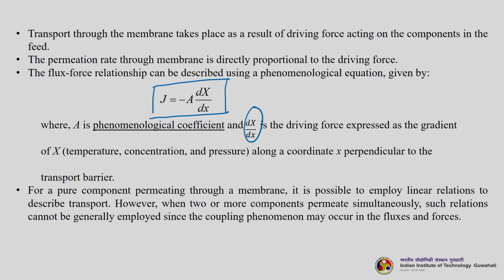X can be either temperature, it can be concentration, it can be pressure, along a coordinate x which is perpendicular to the transport barrier. Now, for a pure component permeating through a membrane, it is possible to employ linear relations to describe the transport. However, when two or more components permeate simultaneously, such relations cannot generally be employed since coupling phenomena occur in the flux-force relations.